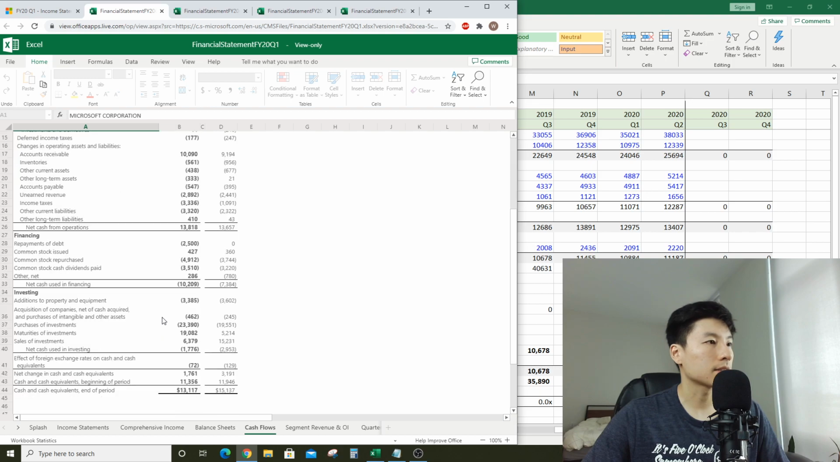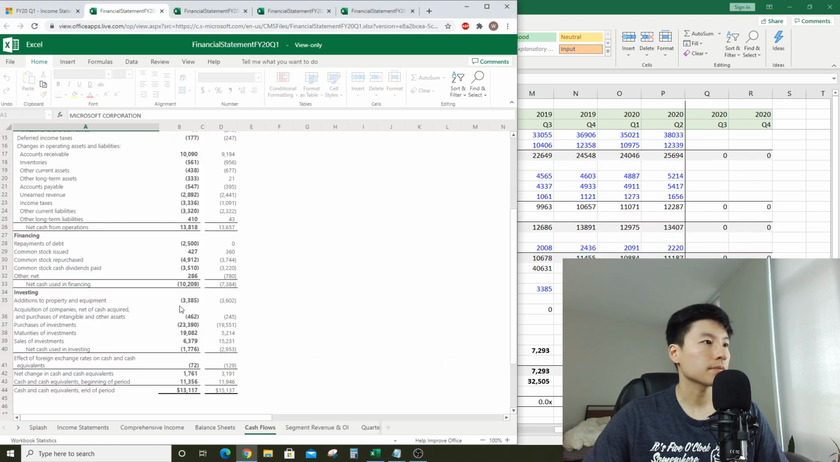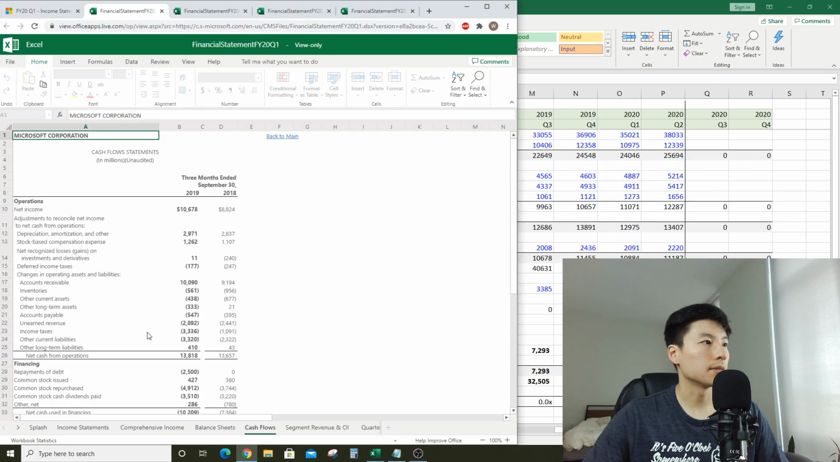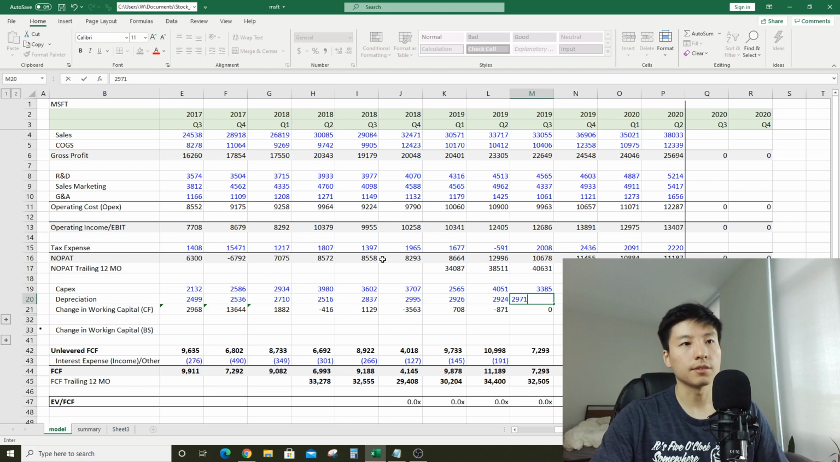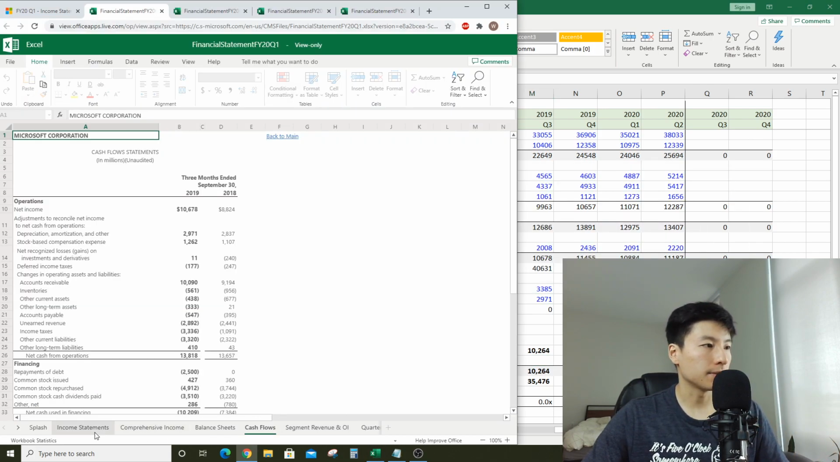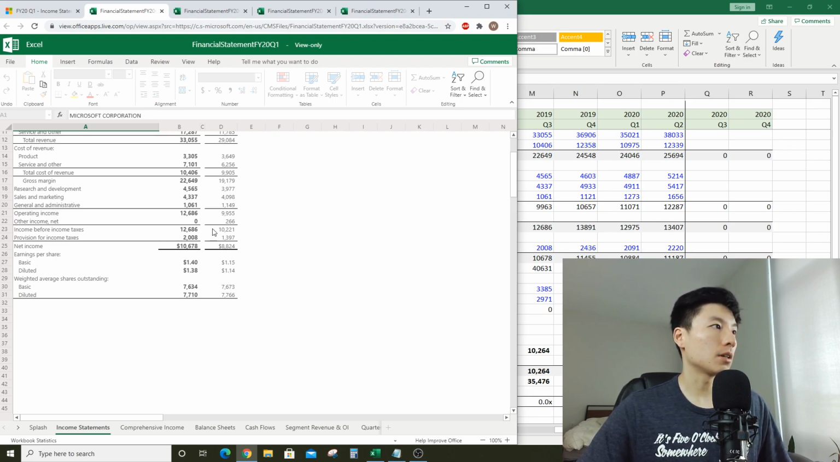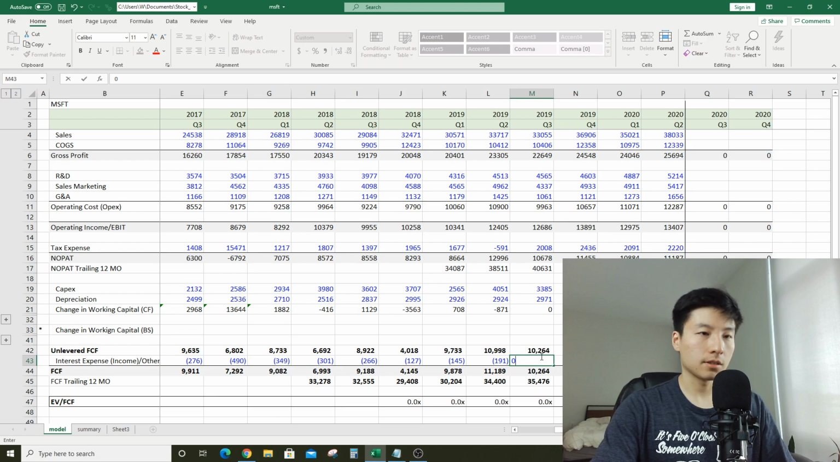All right, CapEx is 3385. Depreciation is 2971. And sorry, what was their other income this quarter? Other income was 0. Okay.